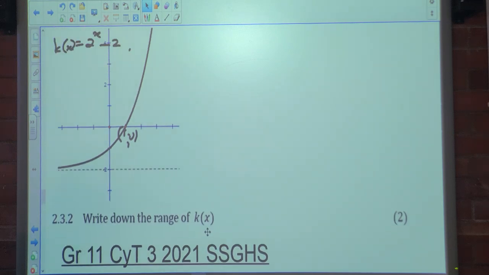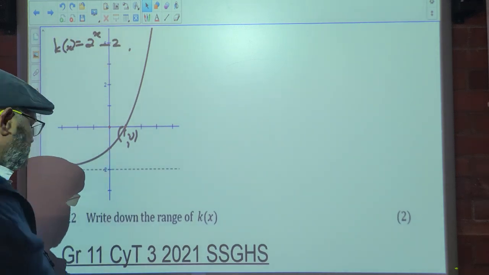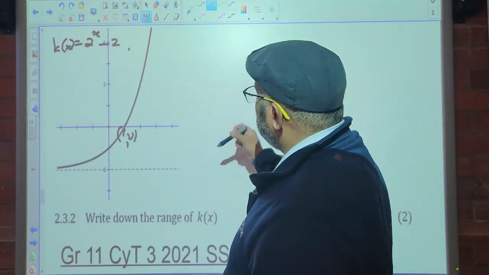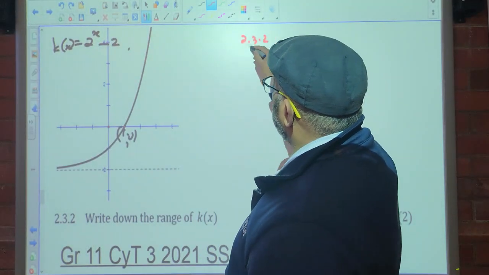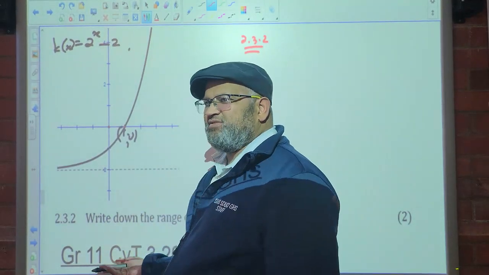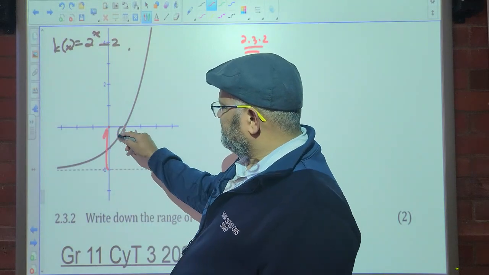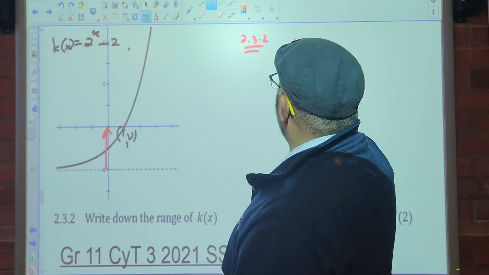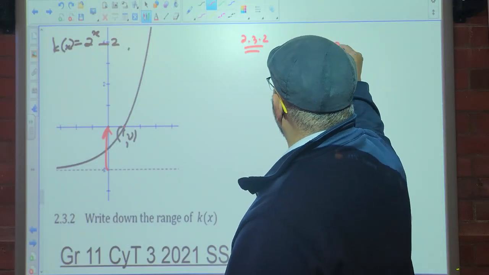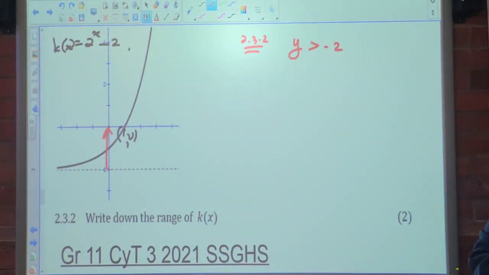Write down the range of k of x. What's the range? All possible y values. So you look at this graph. Does this graph exist at negative infinity? No. Where does it start existing? Negative 2 onwards. In other words, y must be greater than negative 2. People, can it be equal at negative 2? No, why not? Asymptote. Okay.